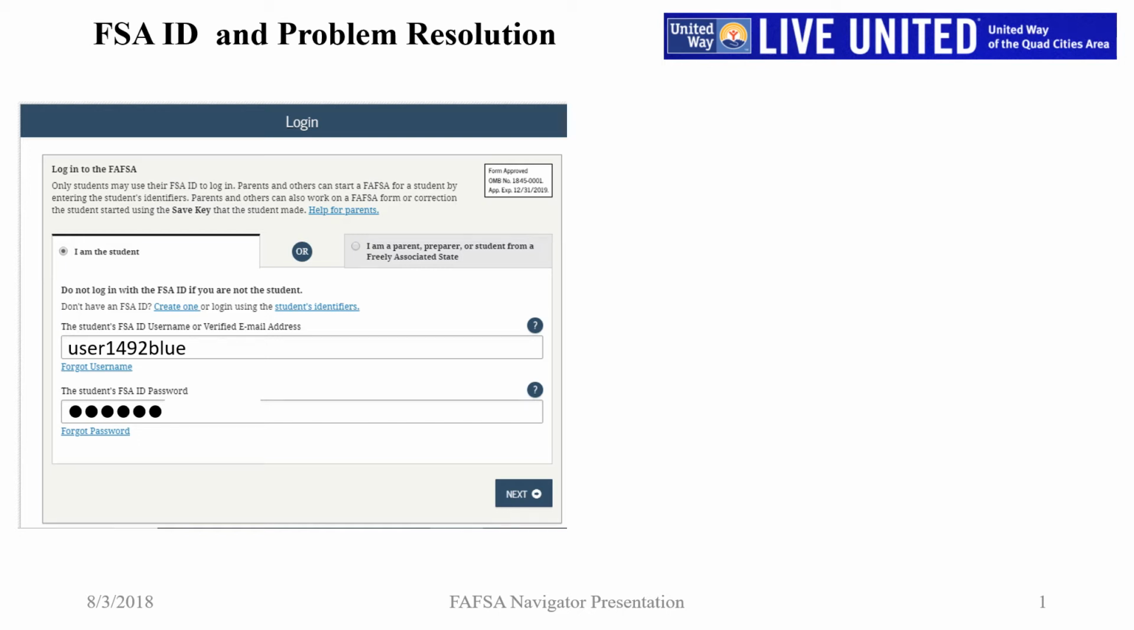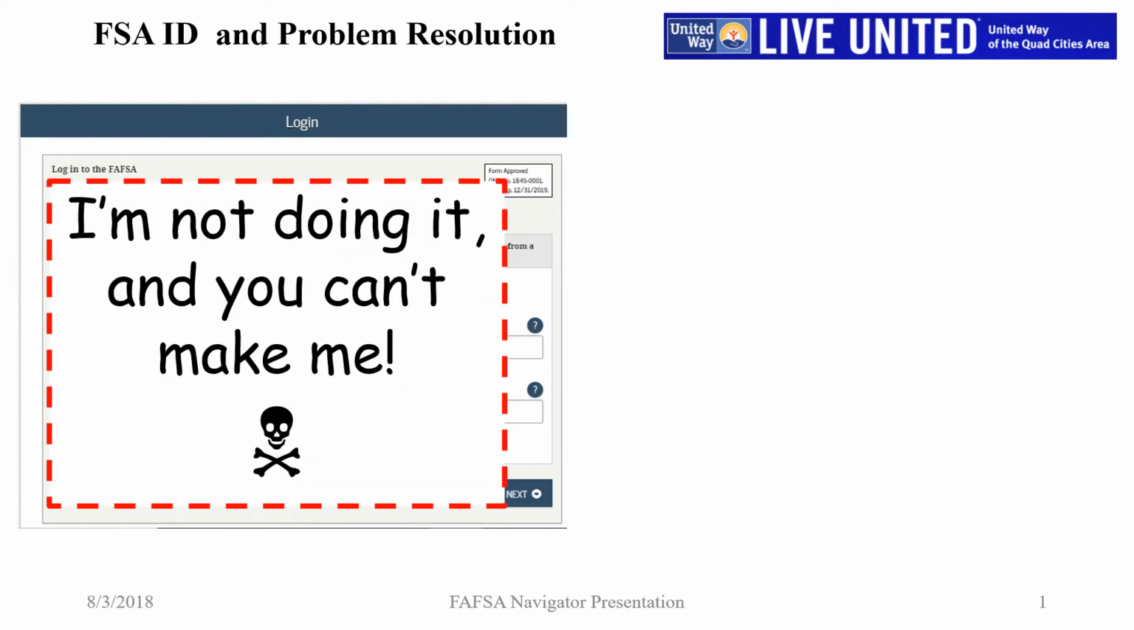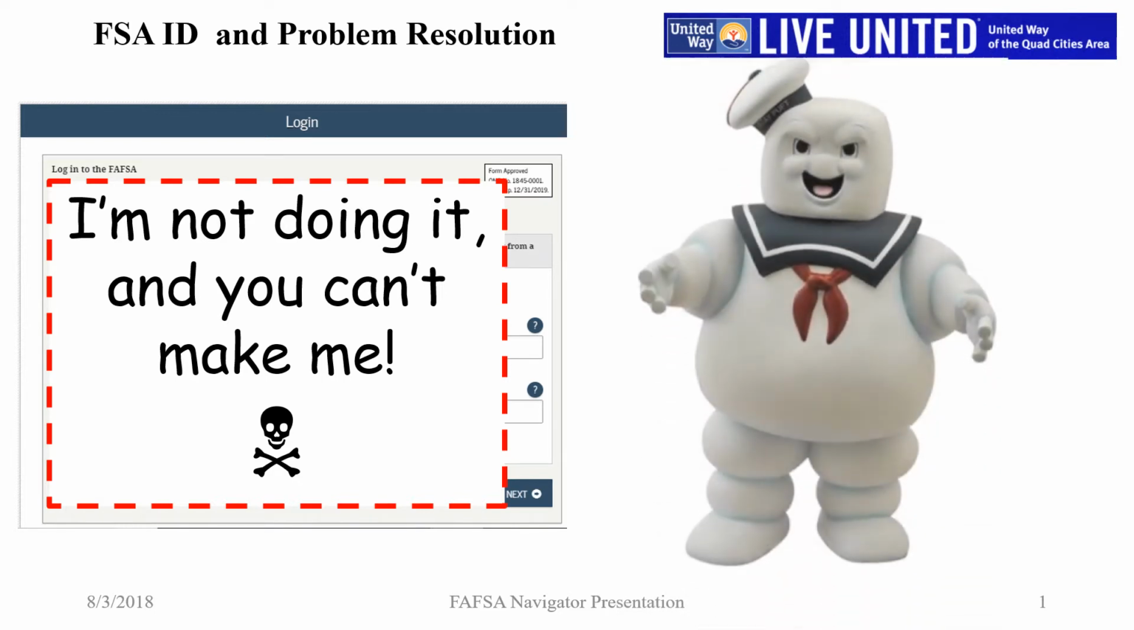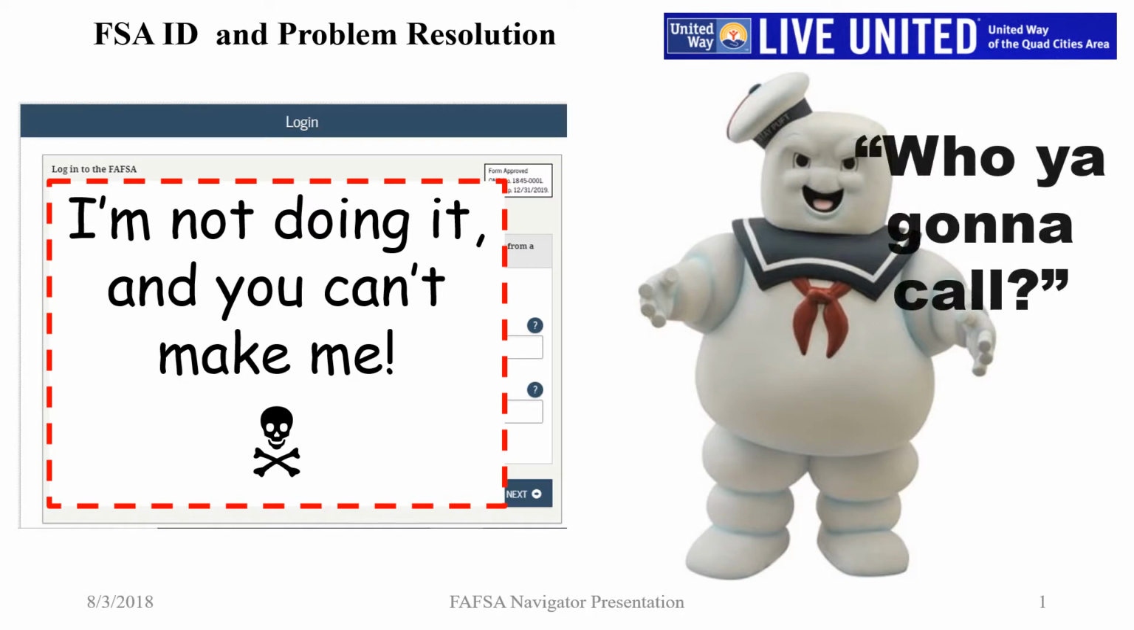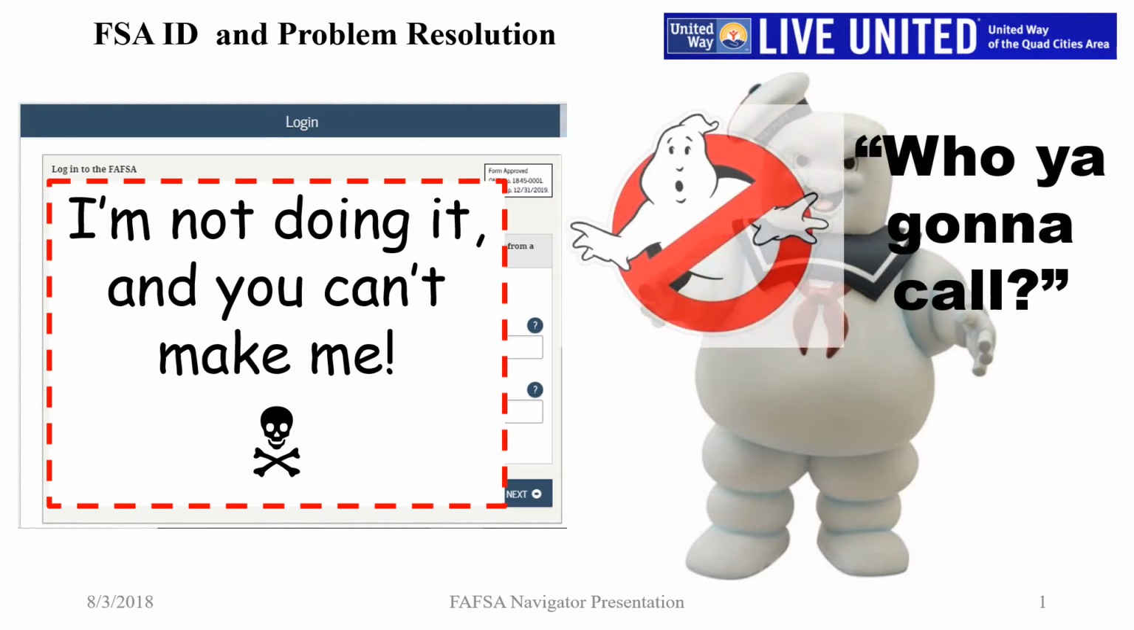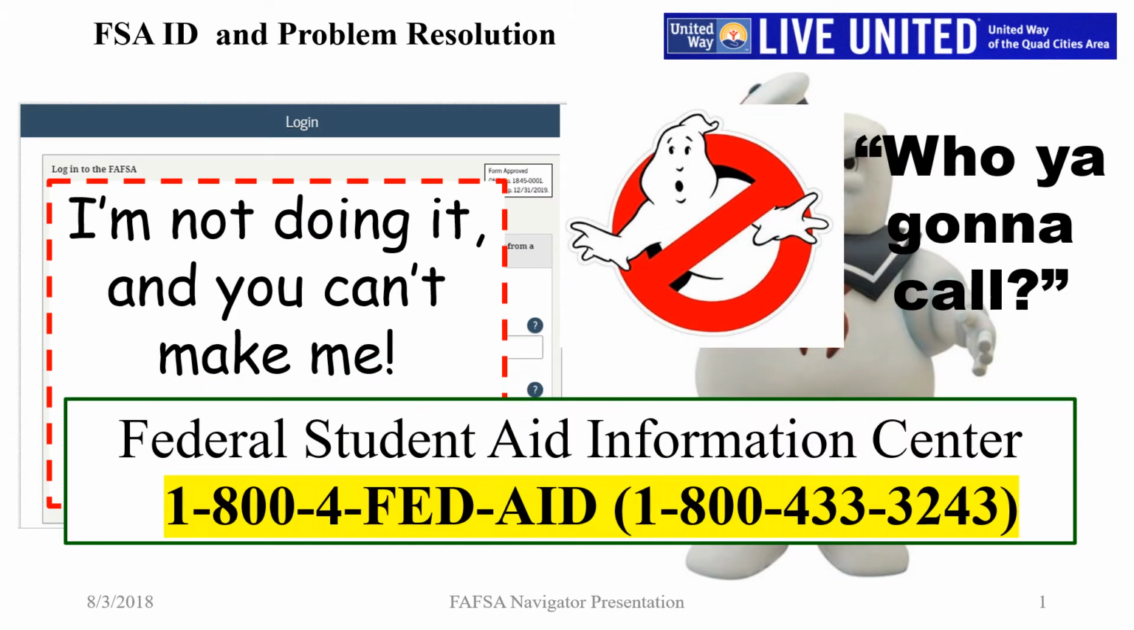You're logging into your FAFSA account, finishing up typing in your passwords when your computer announces, "I'm not doing it, and you can't make me." That's not good. What are we going to do now? Who are you going to call? Ghostbusters. Actually, you're going to call the Federal Student Aid Information Center at the number shown on your screen.